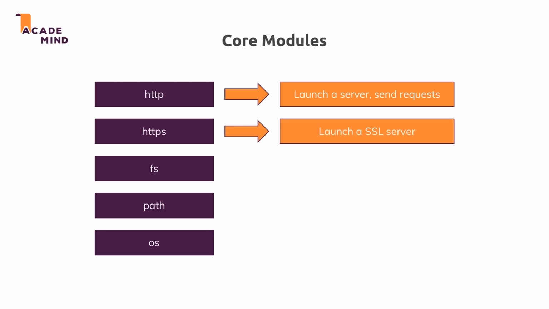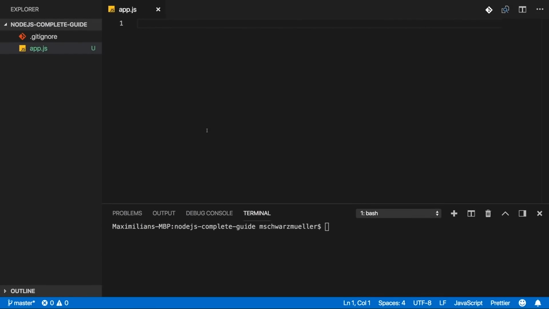HTTPS would be helpful when we want to launch a SSL encoded server, so where all the data which is transferred is encrypted. And as I mentioned earlier, this is something I'll come back to towards the end of the course. Now, with that, let's use that HTTP module. And to use it, we need to import it. So we basically need to make sure that we can use features from that HTTP module, which Node.js ships with, but which still is not available globally by default. We need to make sure that we can use these features in this file.